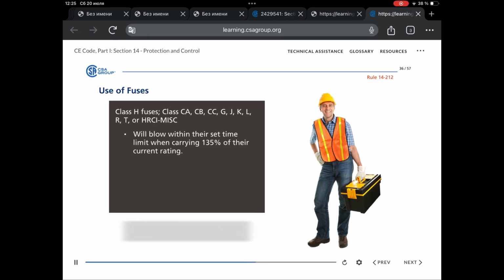These fuses will blow within their set time frame when they are carrying 135% of their current rating. While Class C and HRCII-MISC will blow when reaching 160% of their rating.